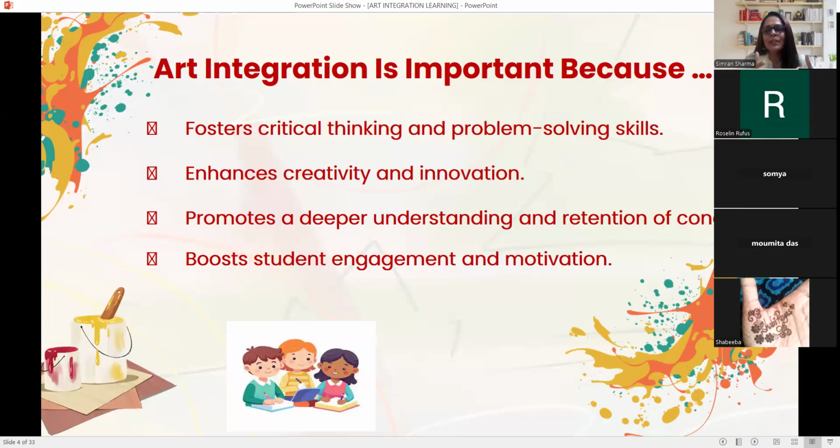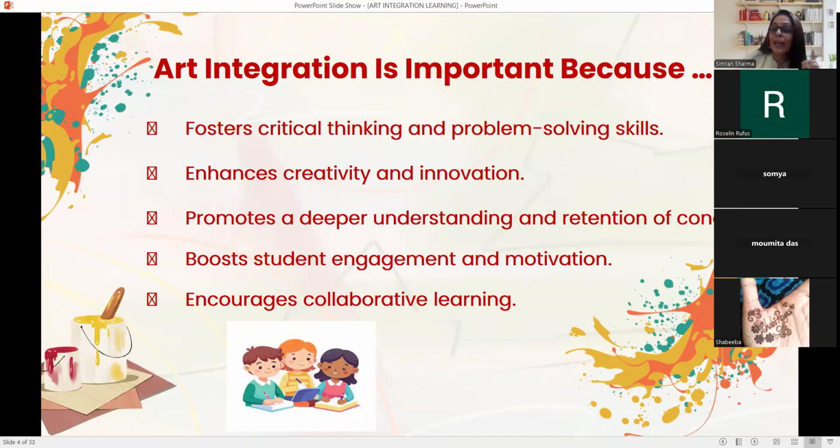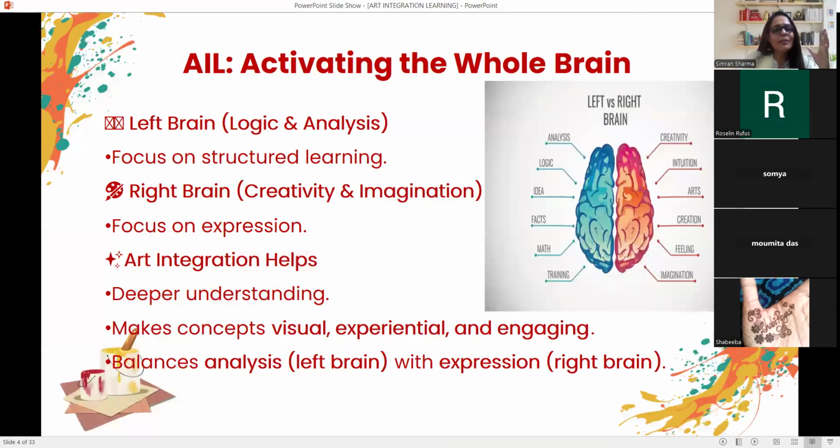Again, I would mention that the students, when they work together, they show collaboration, they show sensitivity to each other. These type of activities, art integration, boost student engagement and motivation, and leave a lasting impact on them and help them understand those difficult concepts in a much easier way.